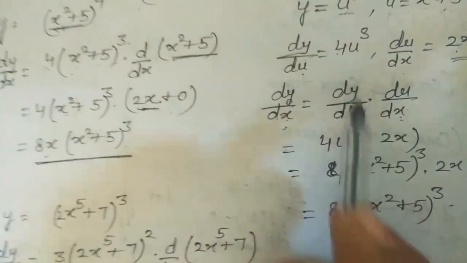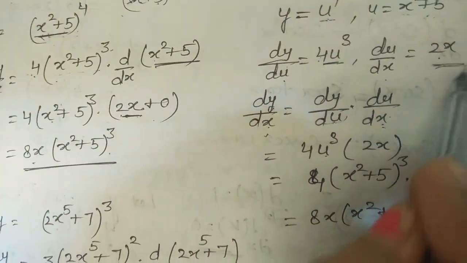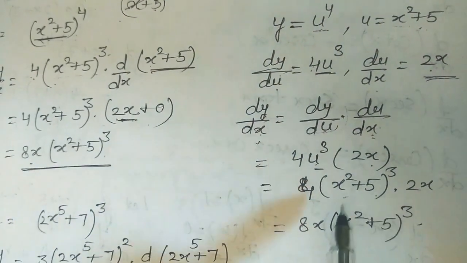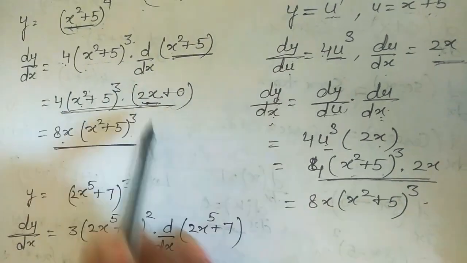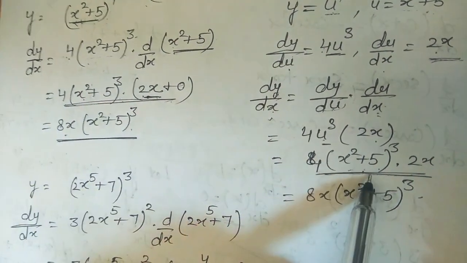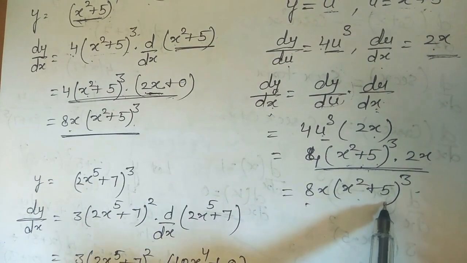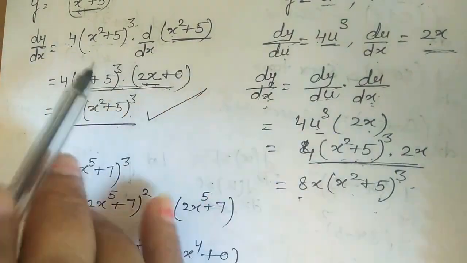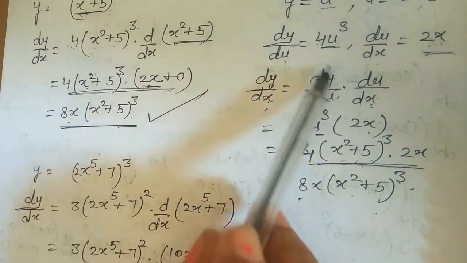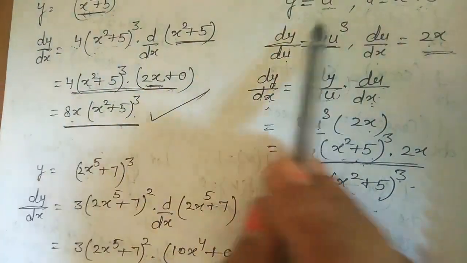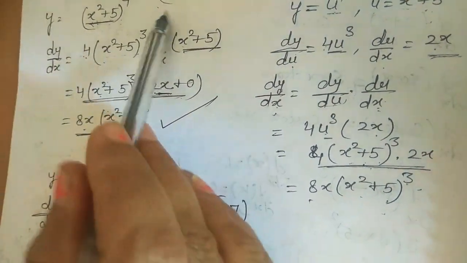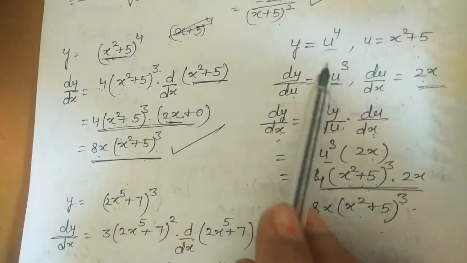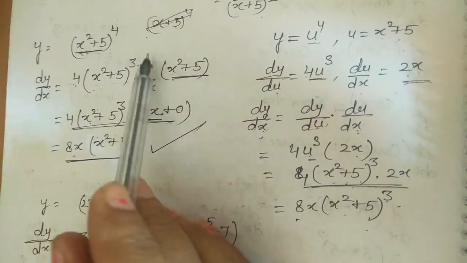So what is dy by du? 4u cube. And what is du by dx? 2x. And the u value is x square plus 5. So look at this part and this part, these are the same. So 4 into 2, 8x into x square plus 5 raised to power 3. So the answer will be the same. This is the same as the chain formula; you just have to use the chain rule here. This is the chain rule explained, but if you do it directly, you get the same answer.